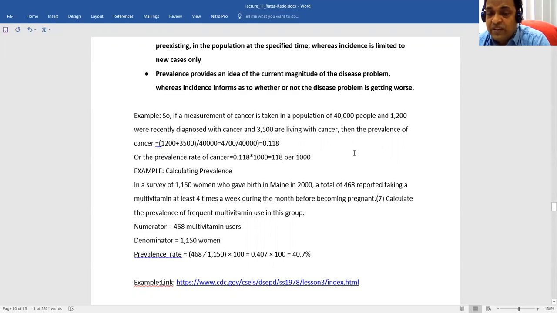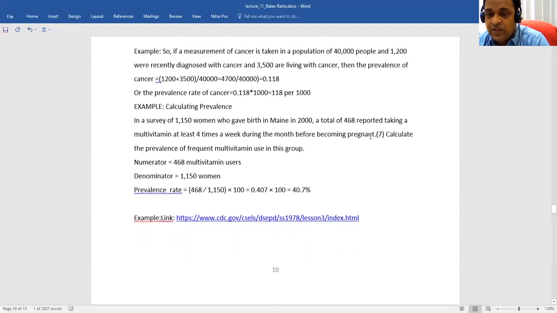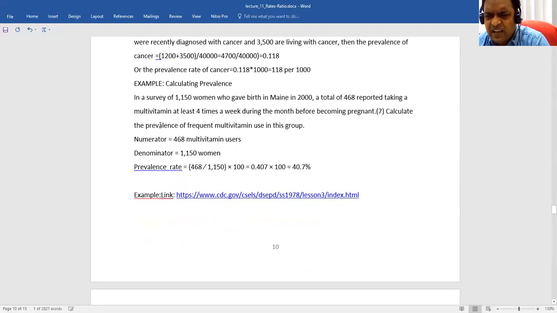Or if you want to calculate the incidence rate easily, you divide 1,200 over 40,000 and you get the incidence rate. But for the prevalence rate, we consider the old cases and the new cases. So this is the way we can do it. Let us see another example.